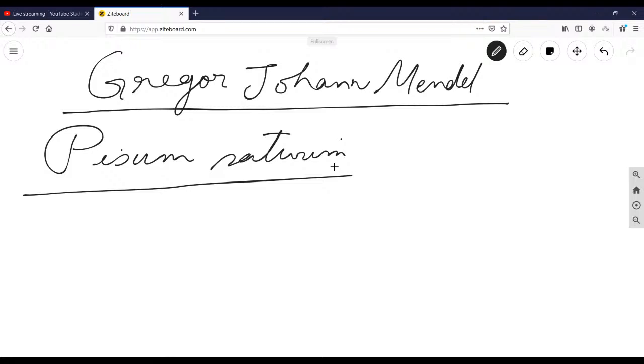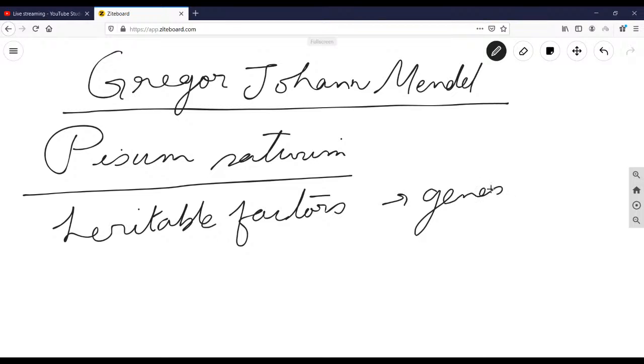Then he thought that heritable factors, which are known by the name genes nowadays, are retained. Okay, they retain their individuality generation after generation. So principles of genetics were developed in the mid 19th century, and he experimented with the pea plants by crossing various strains and observing the characteristics of their offspring. So that is what Gregor Johann Mendel did.